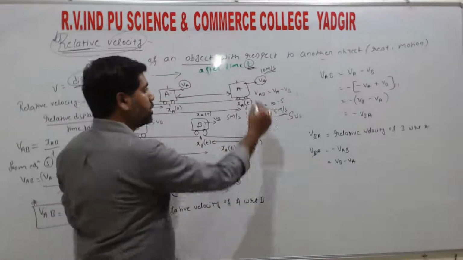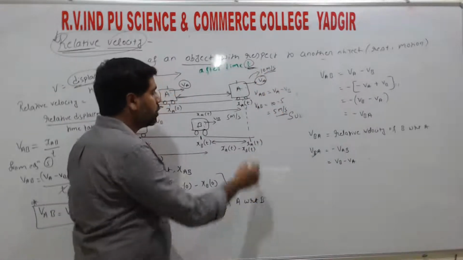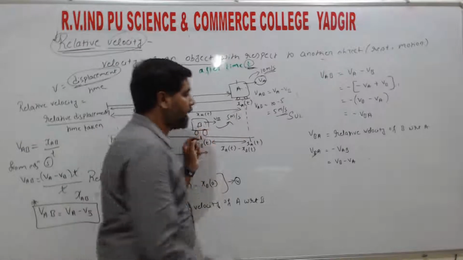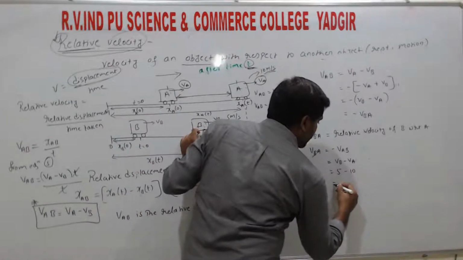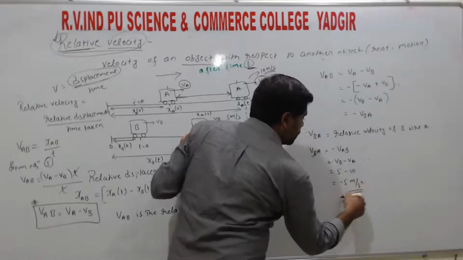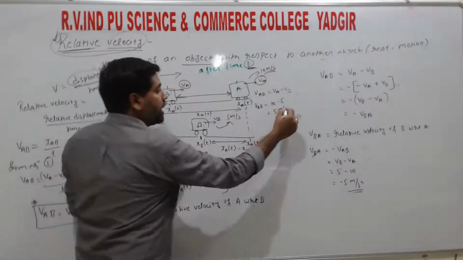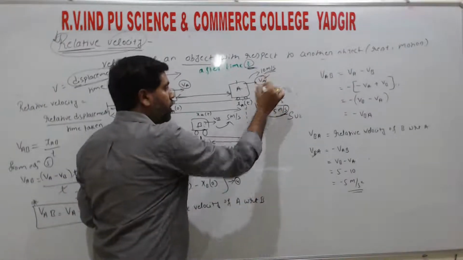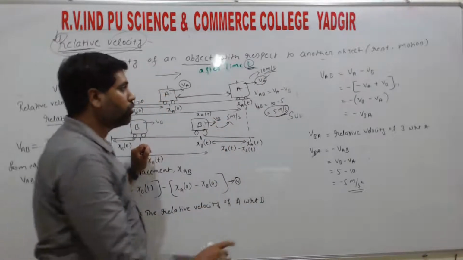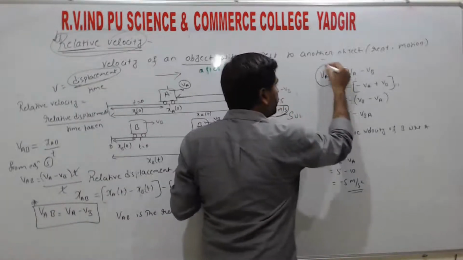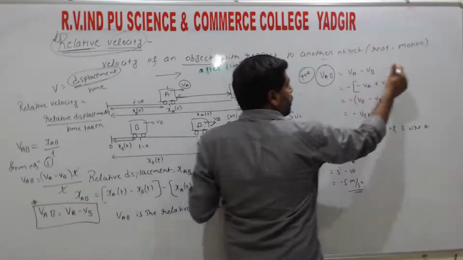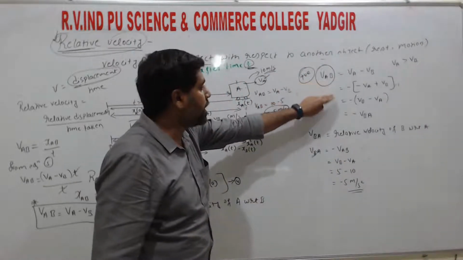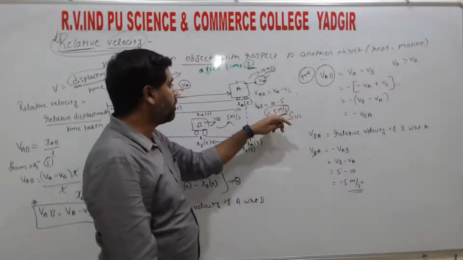If we take the same example, object A is moving at 10 meters per second and object B is moving at 5 meters per second. So the relative velocity of B with respect to A equals 5 minus 10, that is minus 5 meters per second. But for VAB we get plus 5 meters per second. That means A is moving faster than B. So if VAB is positive, that means VA is greater than VB. Here we are getting the positive value.